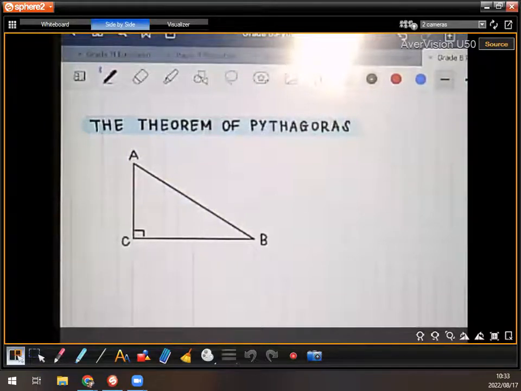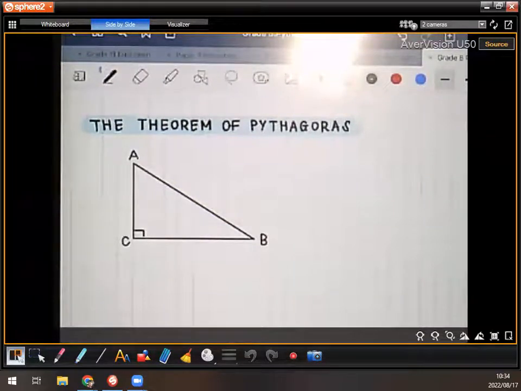It was a mathematician that came up with this rule. So it's actually the name of a mathematician. His surname was Pythagoras. Now guys, a theorem is basically a rule. It sounds quite hectic, the theorem of Pythagoras, but it basically just is a rule.